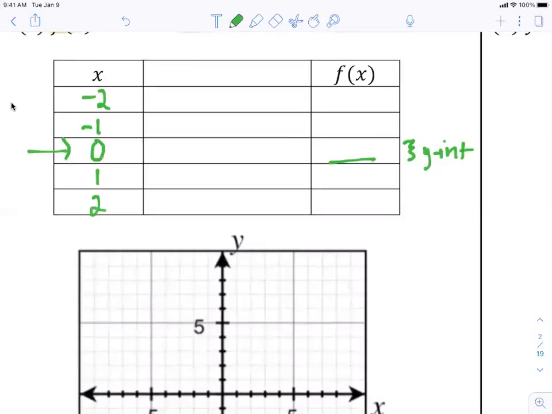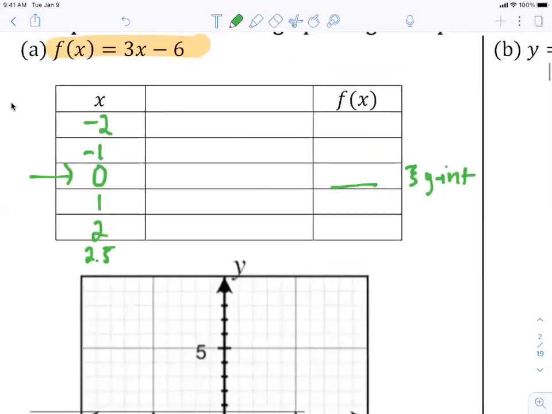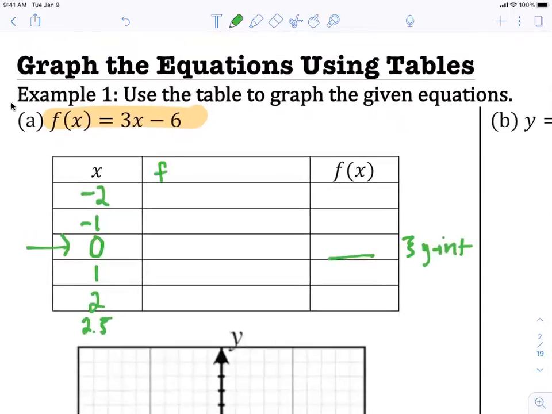Could you pick decimals? Sure. Could you pick 2.5 to plug in afterwards? Yeah, you really want to, for sure. But the key is with all of these points, my goal is going to be to take each of those x values and evaluate it. So for example, my first one, I'm going to take f of whatever x is. And my goal is going to be to basically do this with every single one.